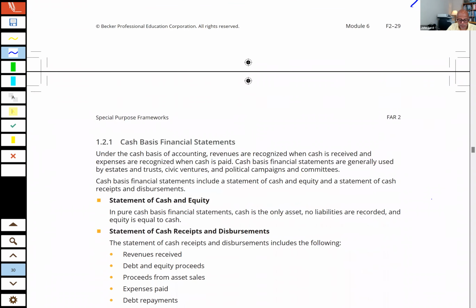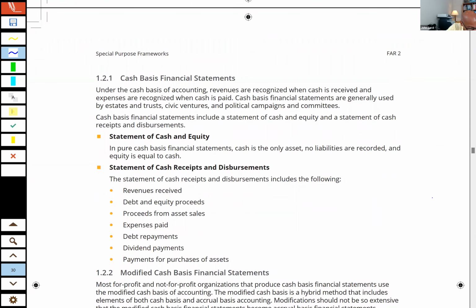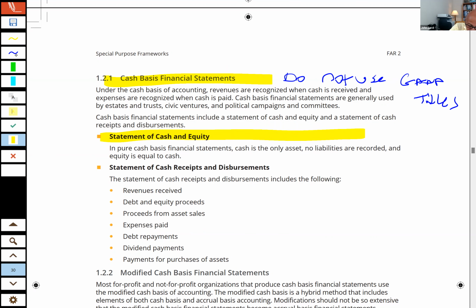Now let's take a look at the cash basis financial statements and see what some of the names are. And again, the mantra is what? Do not use GAAP titles. That's the main thing you need to remember here, okay? So our balance sheet might be called a statement of cash and equity. This is like the balance sheet, but you can't call it the balance sheet, okay? You call it a statement of cash and equity.